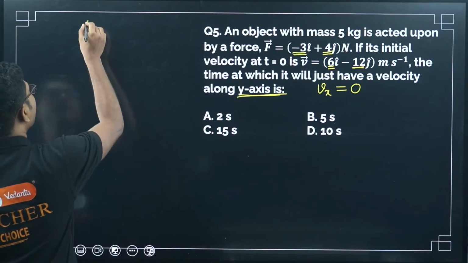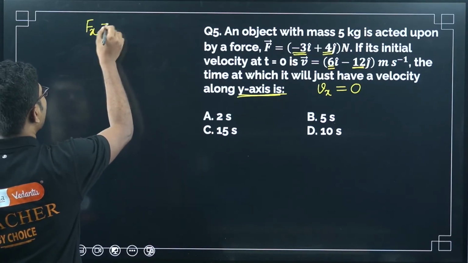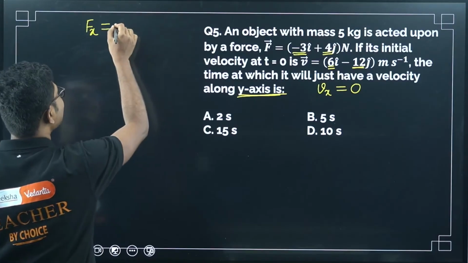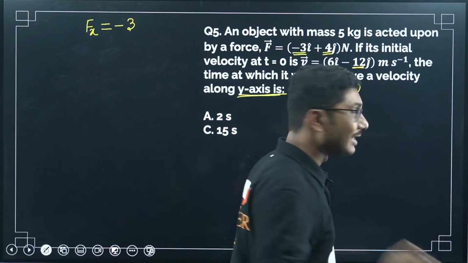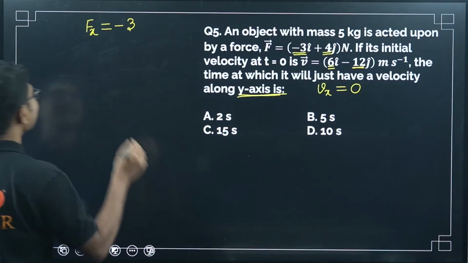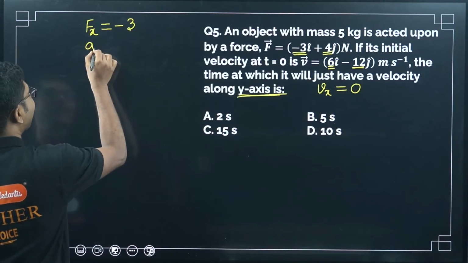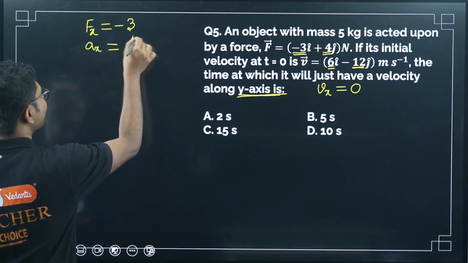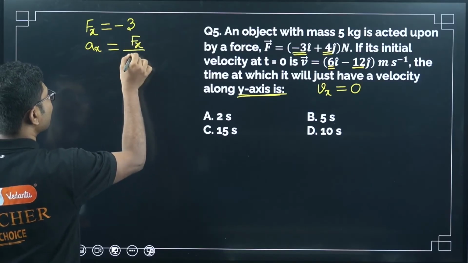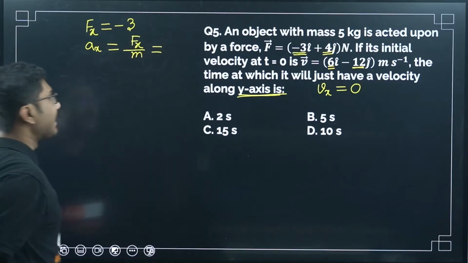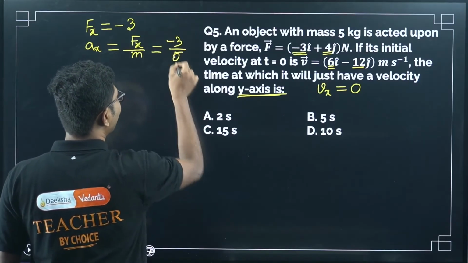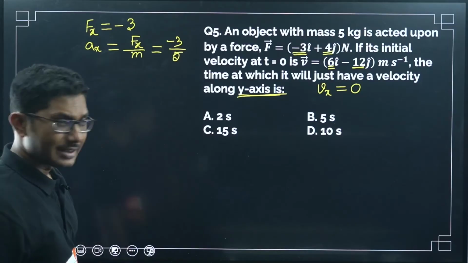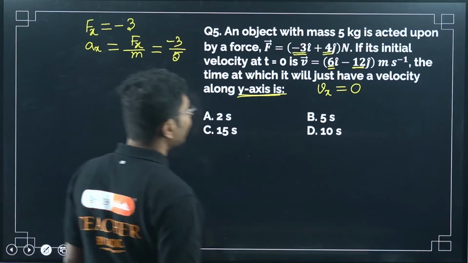What is the component of force along x axis? Component of force along x axis is minus 3. Negative force means this is a retarding force, right? Now what is the acceleration along x axis? From the second law of motion, it is F by m, or minus 3 divided by 5, and negative acceleration means it's a retardation, right?